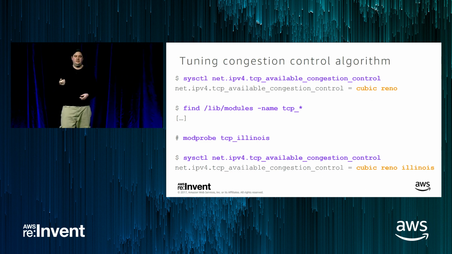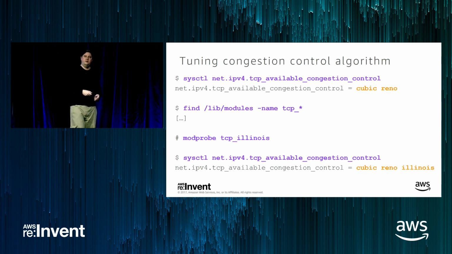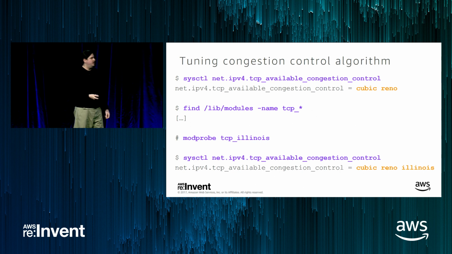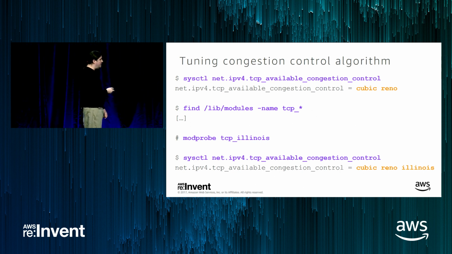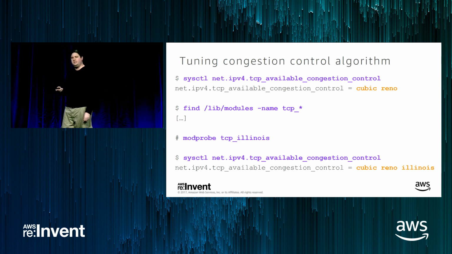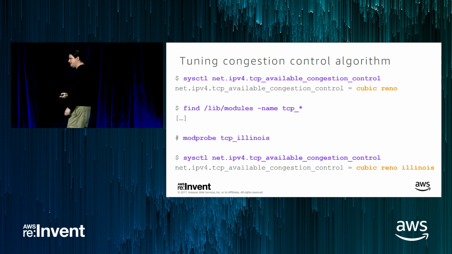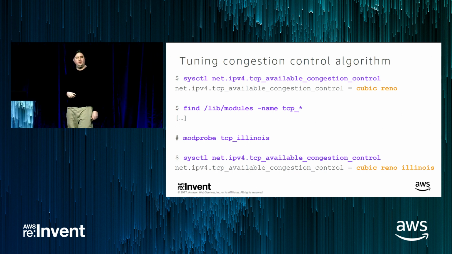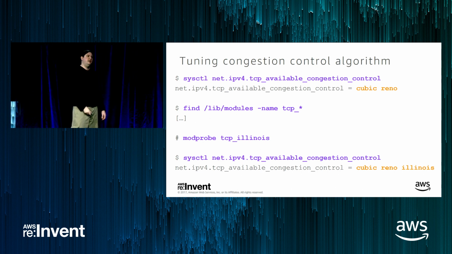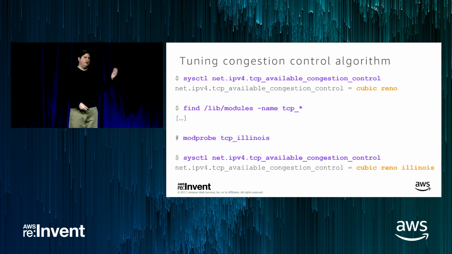So here's a sysctl. The top one there is just listing out what congestion control algorithms are available in my running kernel. Here I have Cubic and Reno. If I want to find out what other ones are currently in my kernel build, I can just use this find command. Chances are, if it starts with tcp_ something, it's probably a congestion control algorithm. So let's add Illinois. So I'm going to modprobe Illinois. If I do my sysctl again, it now shows up in my list of potential congestion control algorithms. Now again, this doesn't actually change the behavior. It's just now available for use.